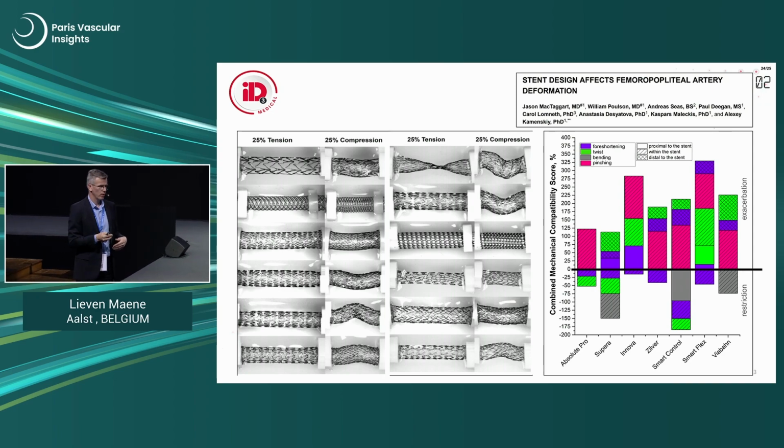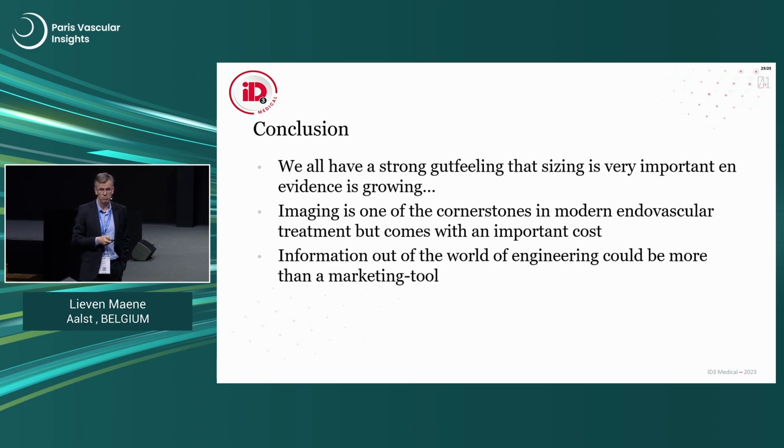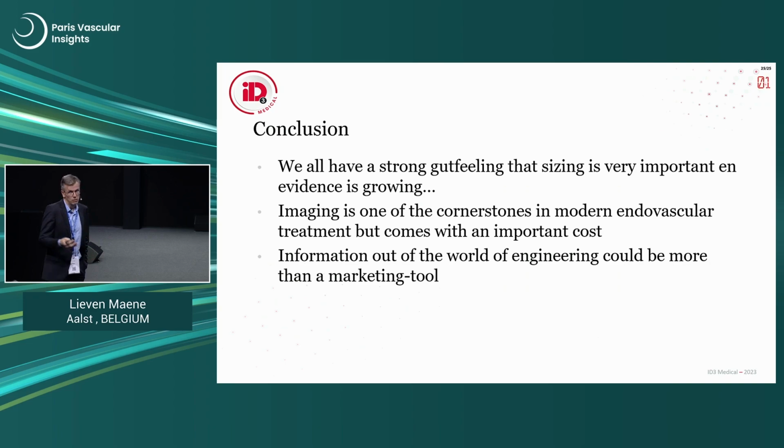So maybe we should go more and more for a tailored approach, a specific patient approach. Maybe AI will help us in that. We all have a gut feeling that sizing is very important. Evidence is definitely growing. We need imaging. I don't have IVUS, I hope you all have, but I hope that I will have it very soon. And I think we need to meet the engineers. They will teach us a lot. Thank you.